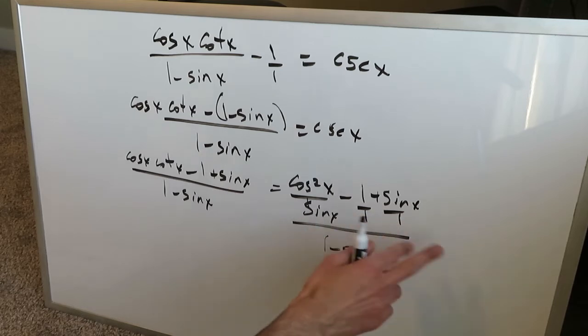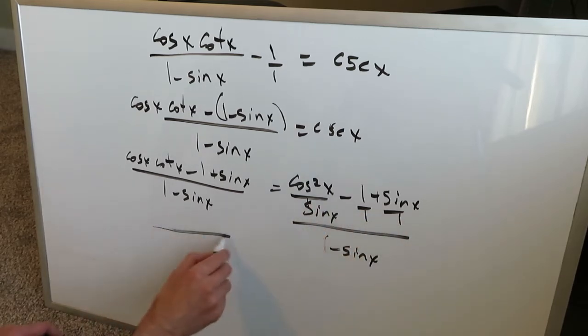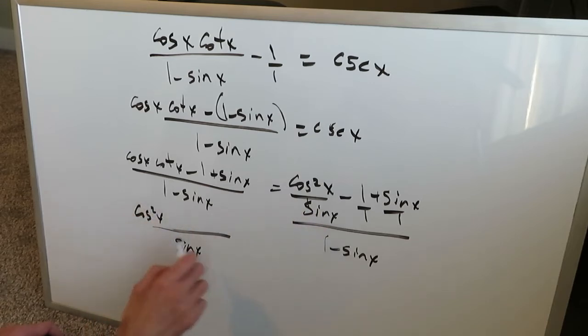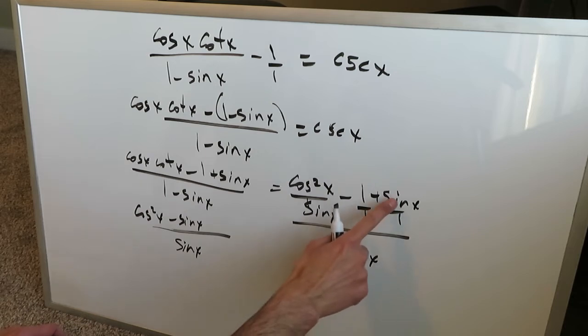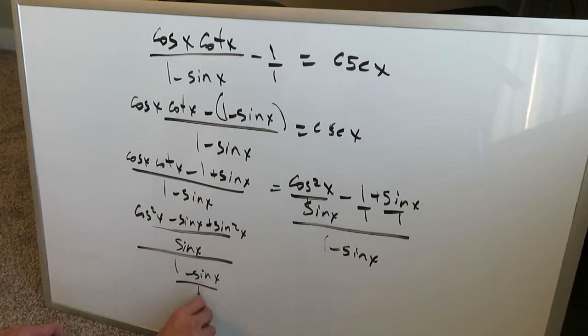Let's find the common denominator between this and this, and it'll be just sine x. Sine x goes in sine x one time, so you get a cosine square x over there. 1 goes in that sine x times, you get a minus sine x. 1 goes in this sine x times, multiplies with that, you get a plus sine square x, all over 1 minus sine x, which is over 1.